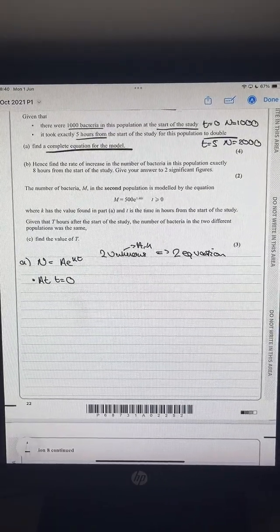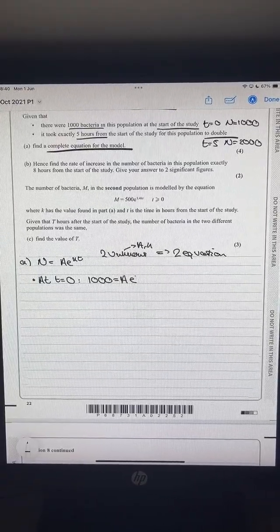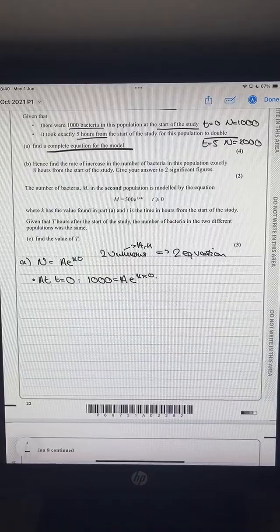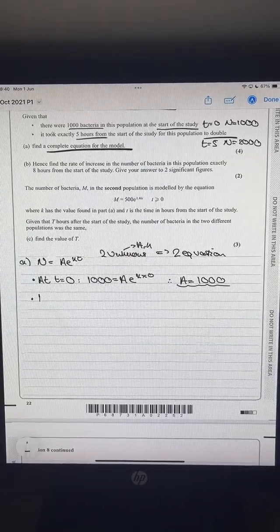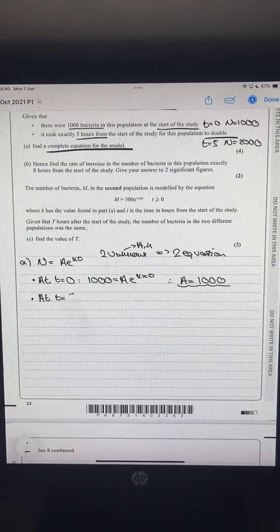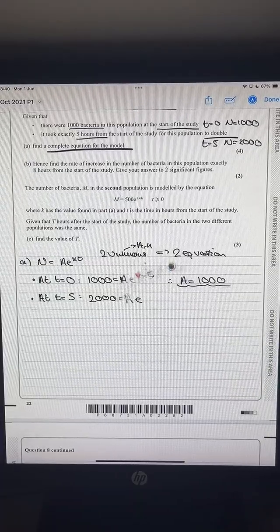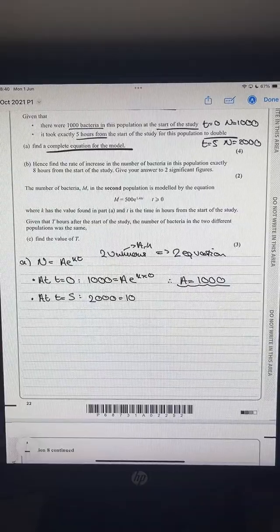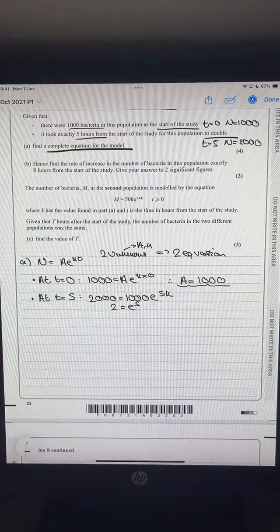At T equals 0, we have N equals 1,000. So 1,000 equals A e to the K times 0. K times 0 is 0. Anything to the power of 0 is just 1. Therefore, A is going to be equal to 1,000. Nice. Then the second fact they've given me is that at T equals 5, 2,000, which is N, is equal to A e to the, well, I know what A is now, so I can just substitute that in straight away. 1,000 e to the K times T, which is 5, so 5K. So I'm going to divide both sides through by 1,000, so I get 2 equals e to the 5K.